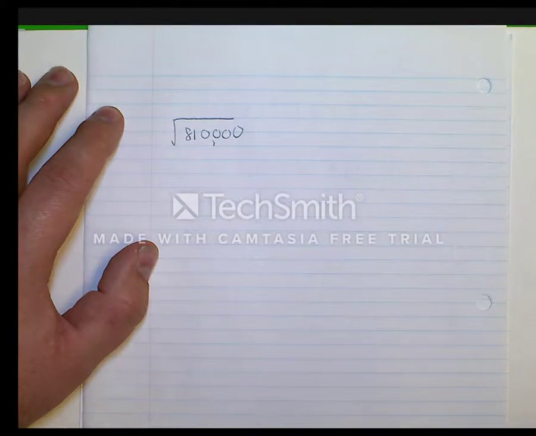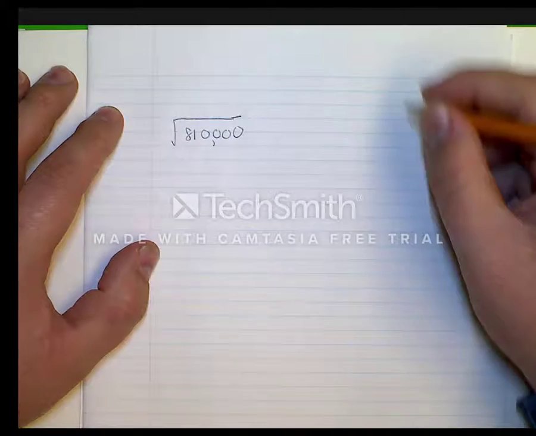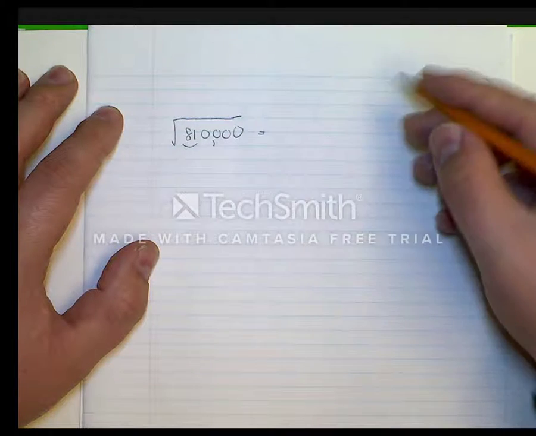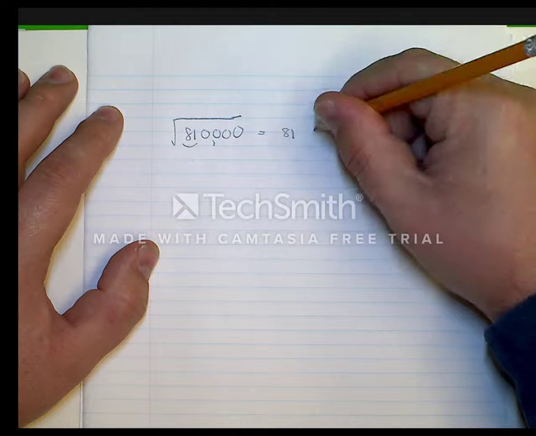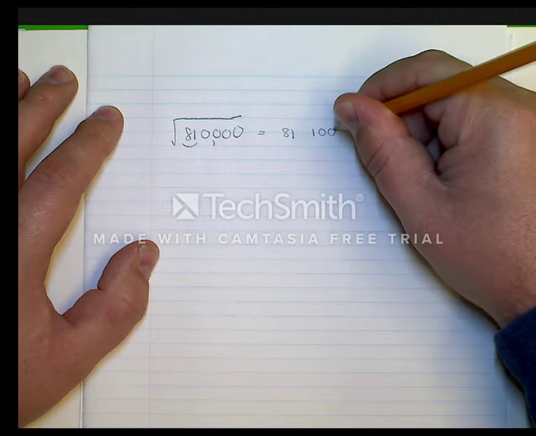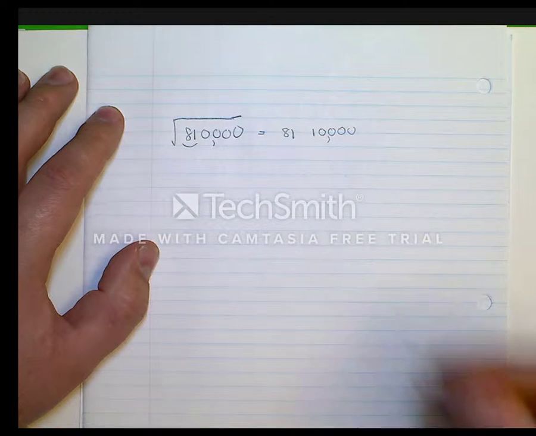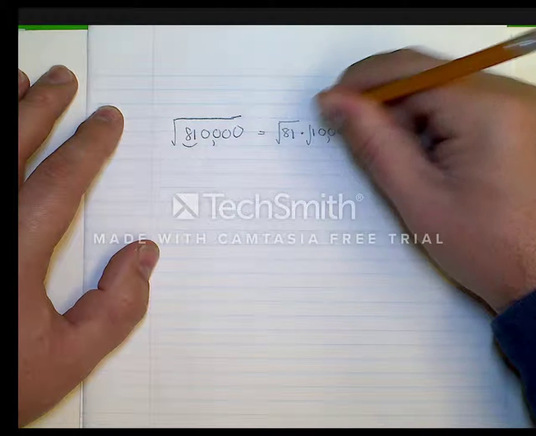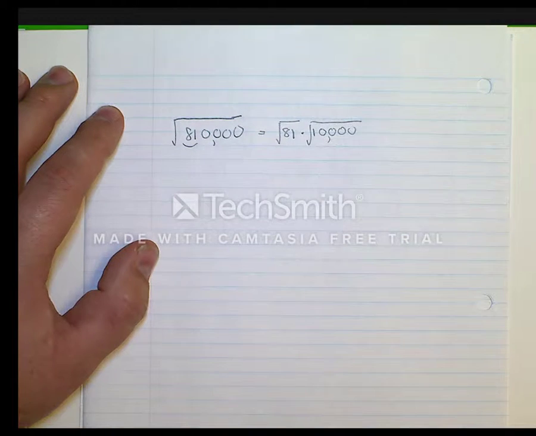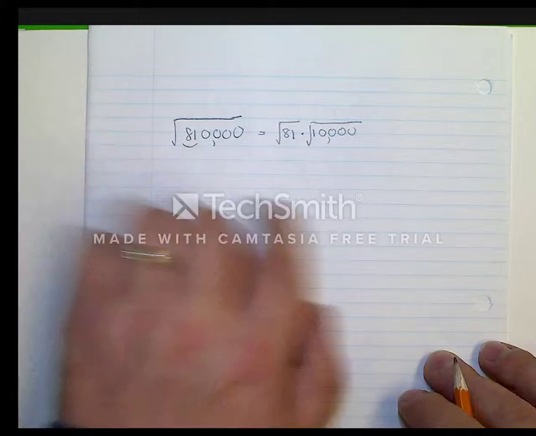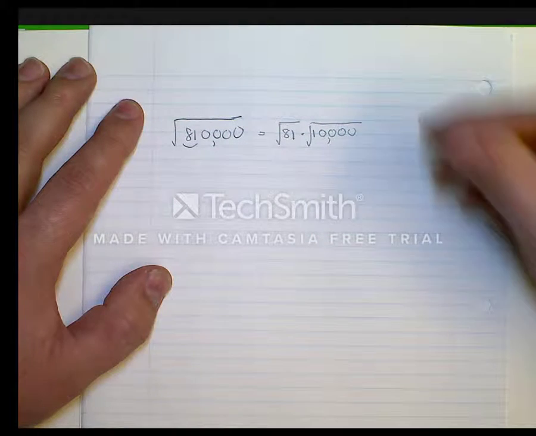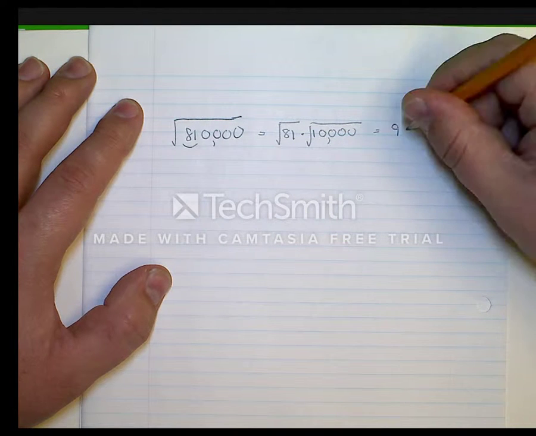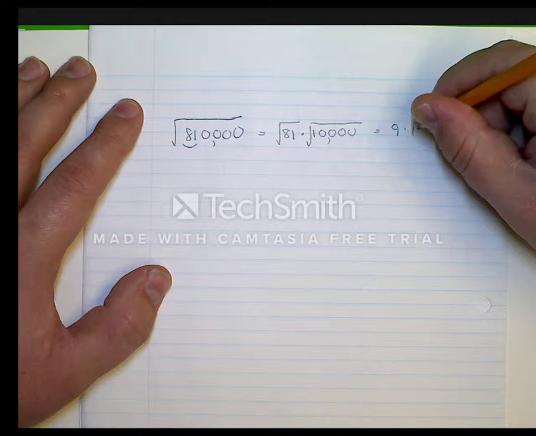810,000. If we attempt to take the square root of 810,000, we can notice that it's actually the composition of two numbers. It's 81 and 10,000 multiplied together. Now, rules for square roots mean that we can actually separate this into the square root of 81 multiplied by the square root of 10,000, and it'll give us the exact same answer. So we've split it up so that we can now evaluate these individually. The square root of 81 being 9, the square root of 10,000 being 100.